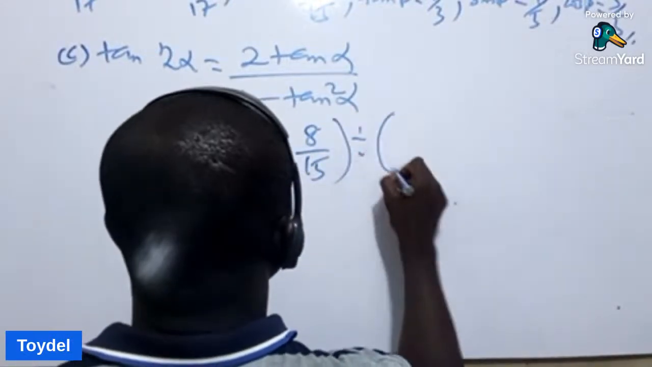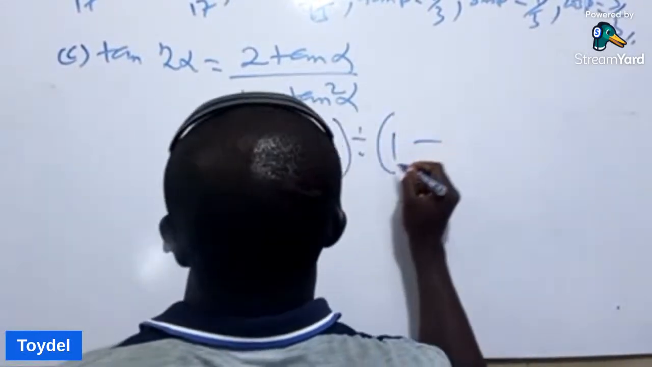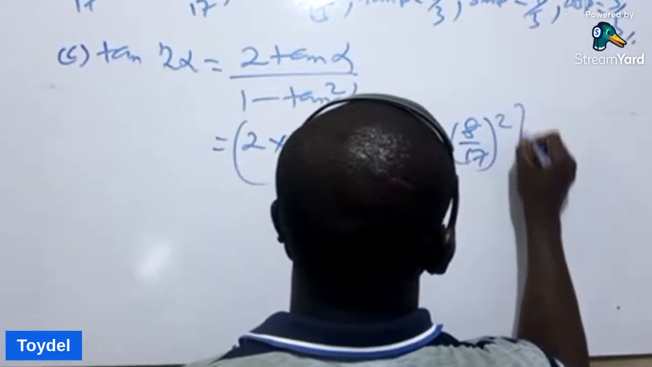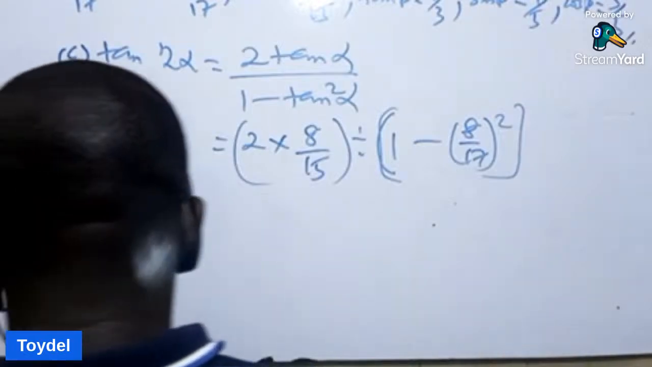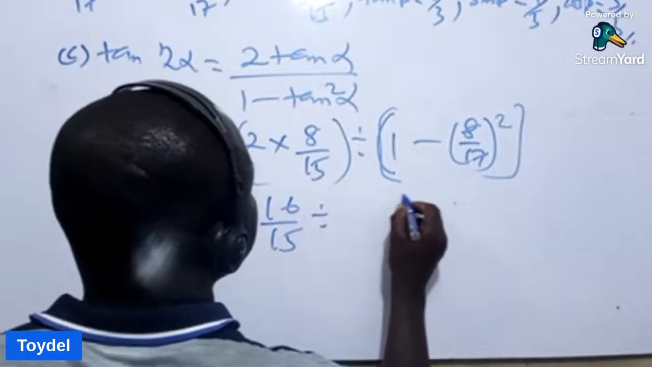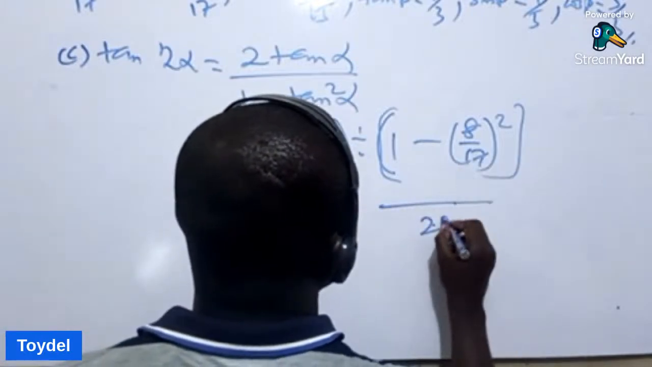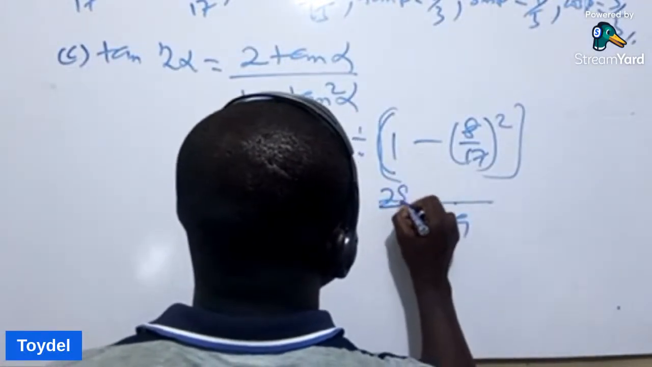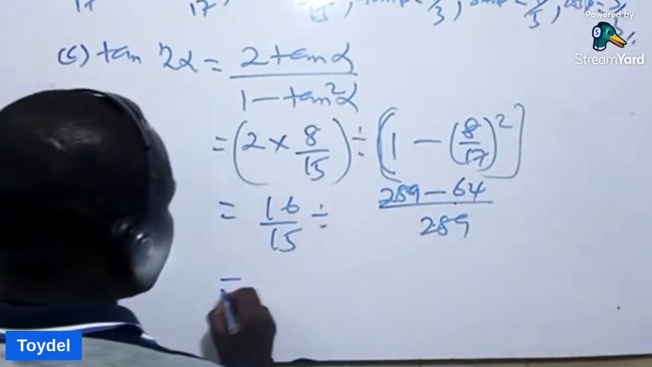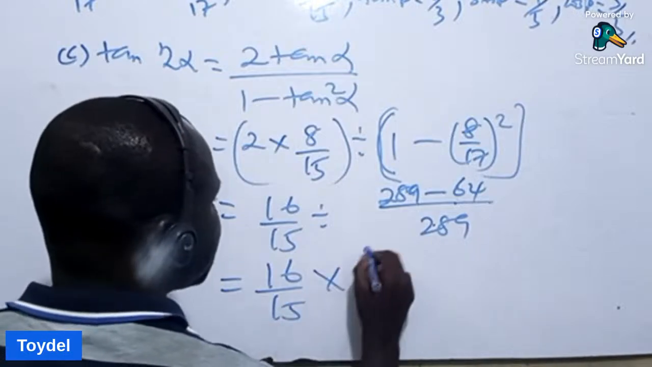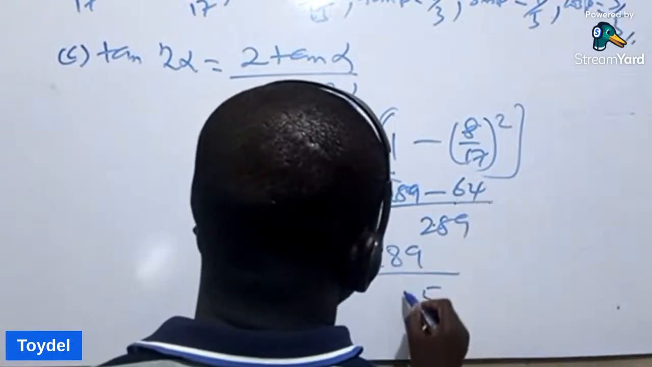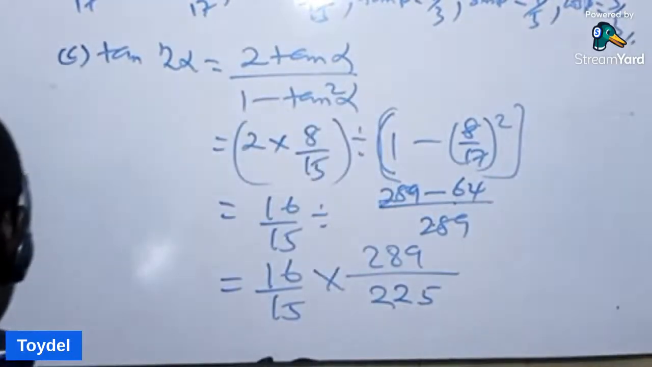Then divided by, let me do the denominator, 1 minus tan square alpha is what? Tan alpha is 8 all over 17 all squared. So in this case, I'm going to get 16 all over 15 divided by, if I find the LCM here, 17 squared is 289. So that will be 289 minus 8 squared is 64. So from here, I'm going to have 16 all over 15 multiplied by 289 all over, if we subtract this from this, 225.